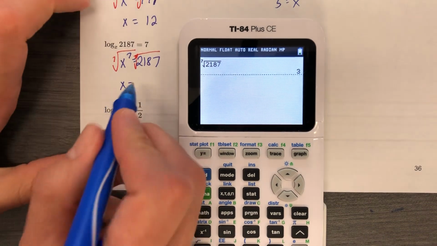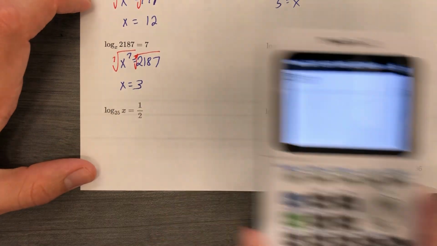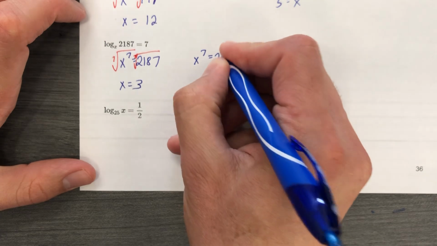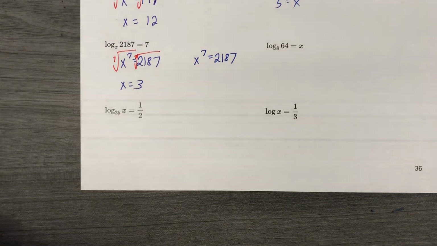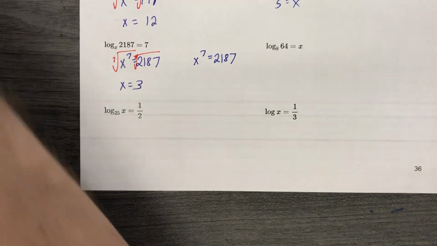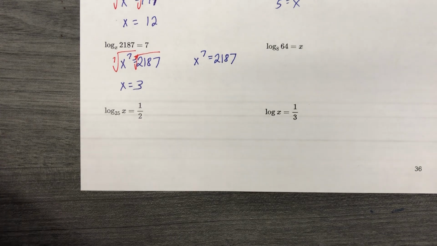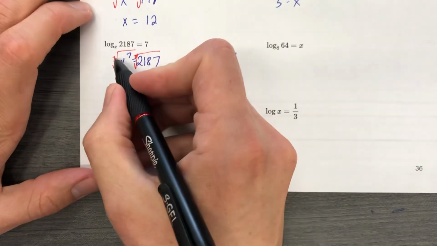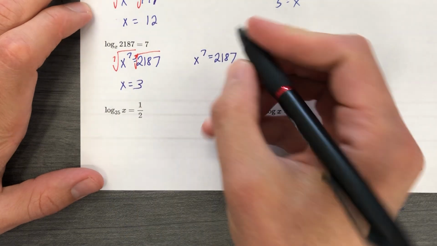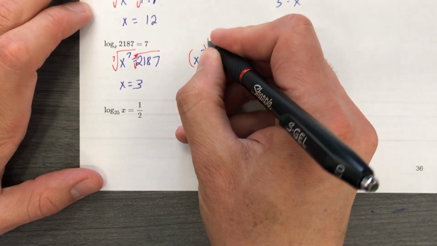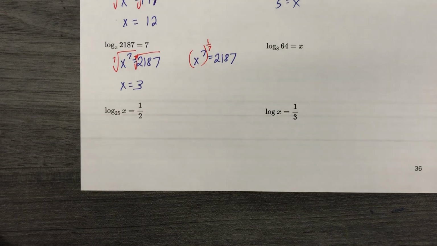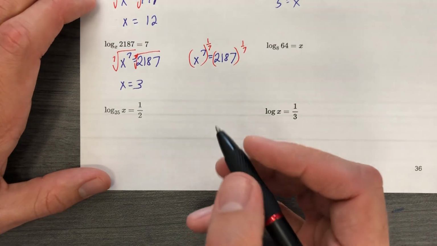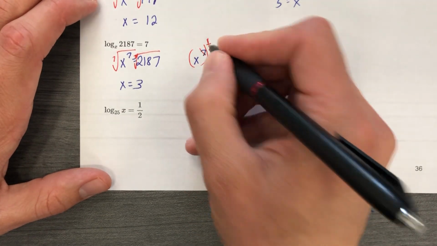7th root of 2187, and I get 3. That is my answer. However, if you want to go about it a little bit differently, and I think it's worth explaining here, let's do it again. Another way of solving this is by raising it. I love this. This is beautiful. Raise it to the reciprocal power. What? Okay. I took a 7th root to get rid of the 7. A 7th root is the same thing as raising it to the 1/7. I can do the same thing right here. So 7 and 1/7 cancel out.